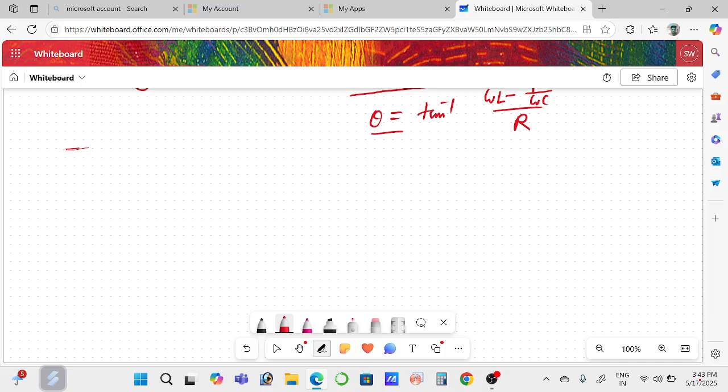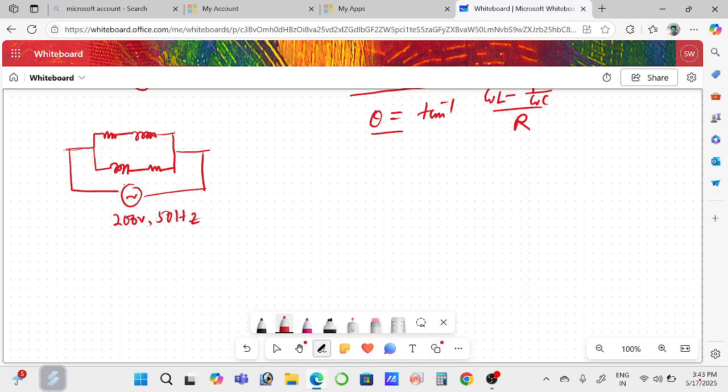Suppose this is a resistance and there is an inductance, another inductance and resistance here. It is connected to an AC source. Let's say this is 200 volt and 50 hertz. For the sake of simplicity, suppose this is a 20 ohm resistance, this is a 30 ohm inductance, and this is a 30 ohm inductance and a 20 ohm resistance.